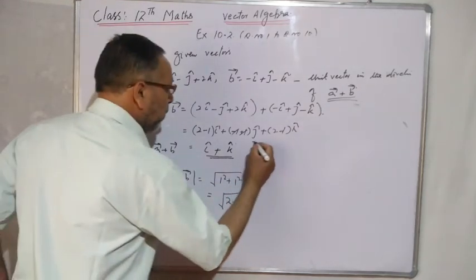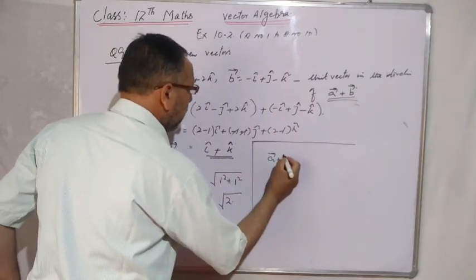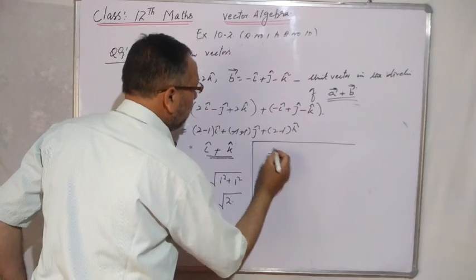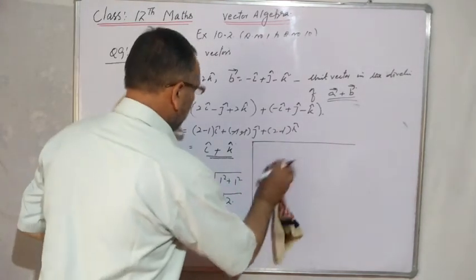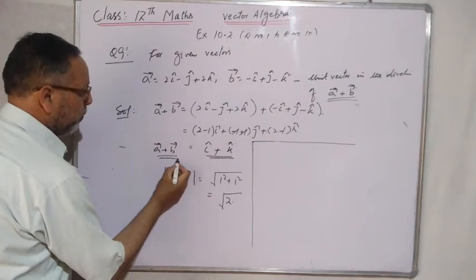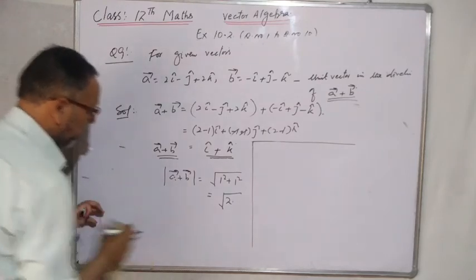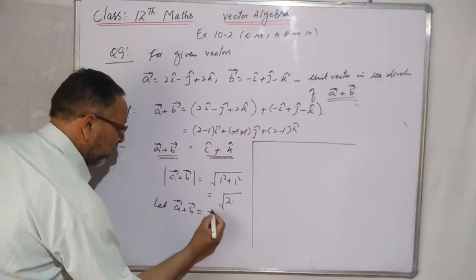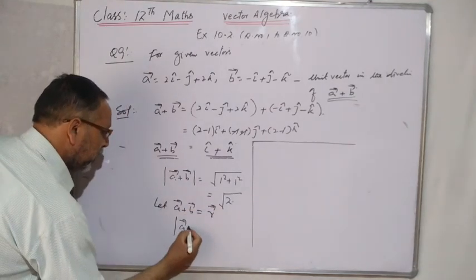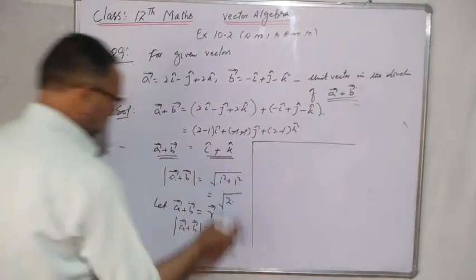Now the unit vector in the direction of A plus B. Let me represent this A vector plus B vector by R vector. Let A vector plus B vector equal R vector, and magnitude of A vector plus B vector will be equal to magnitude of R vector.